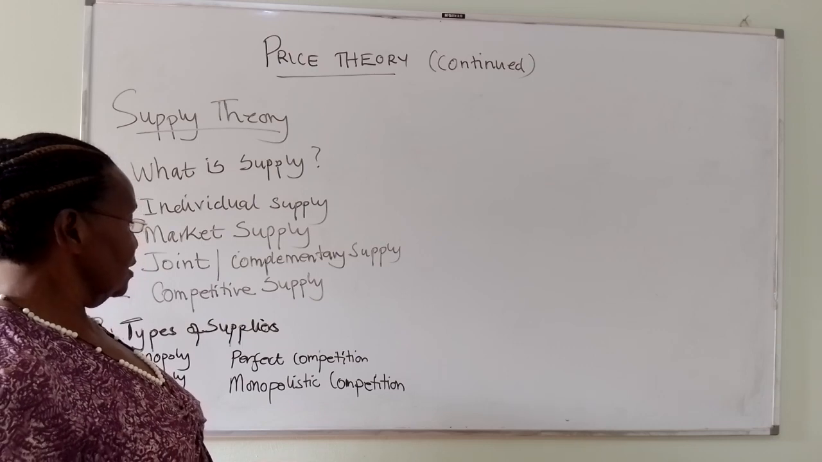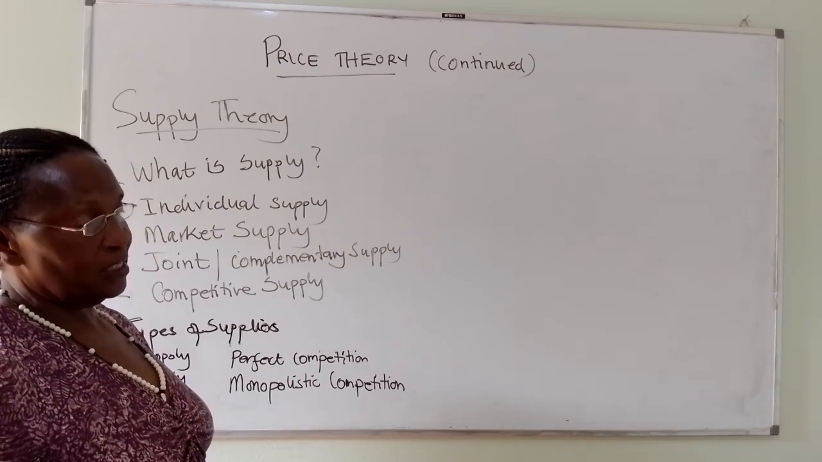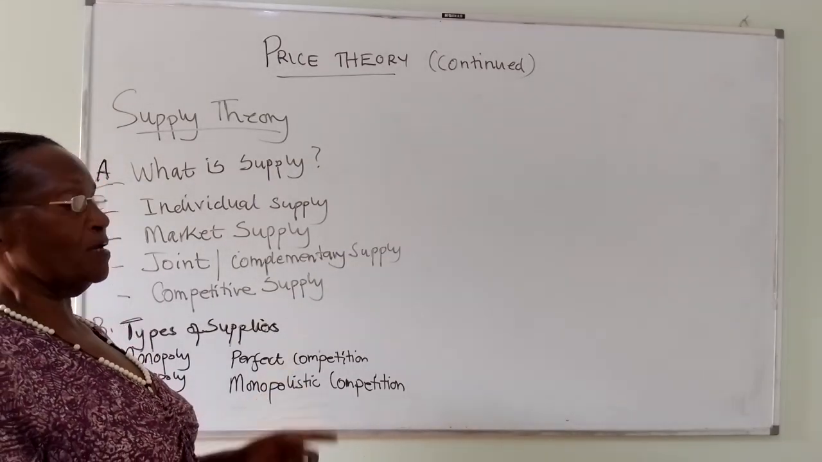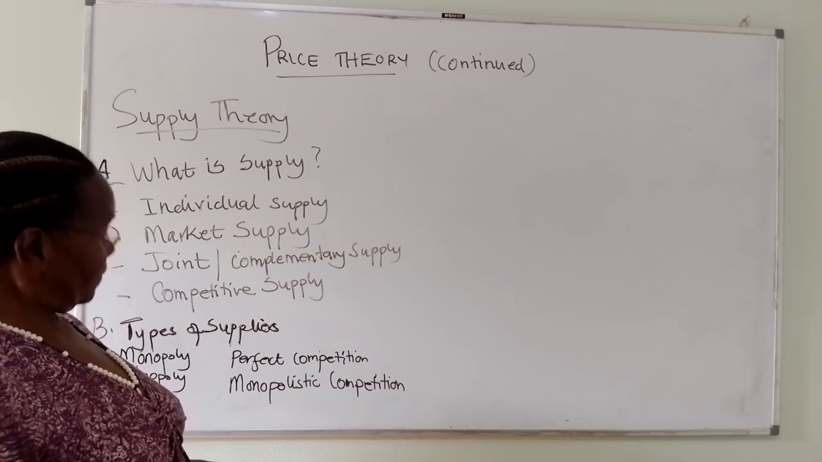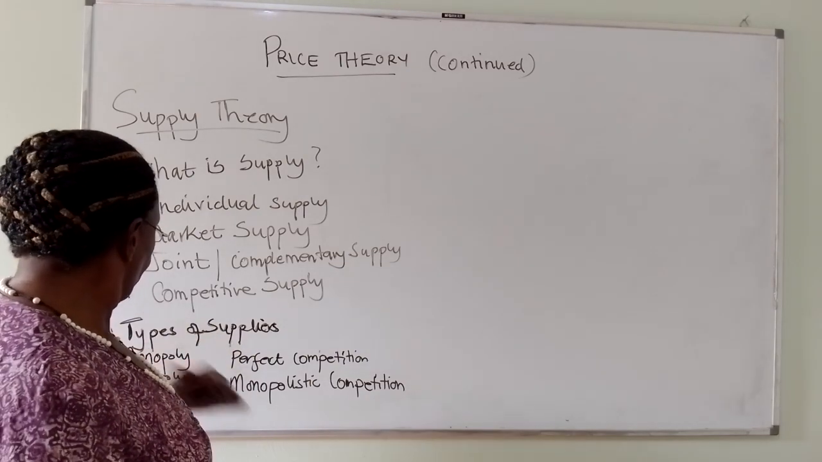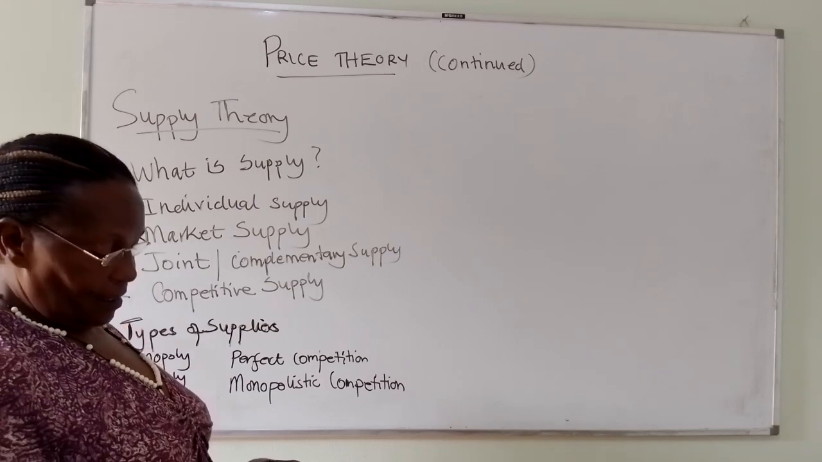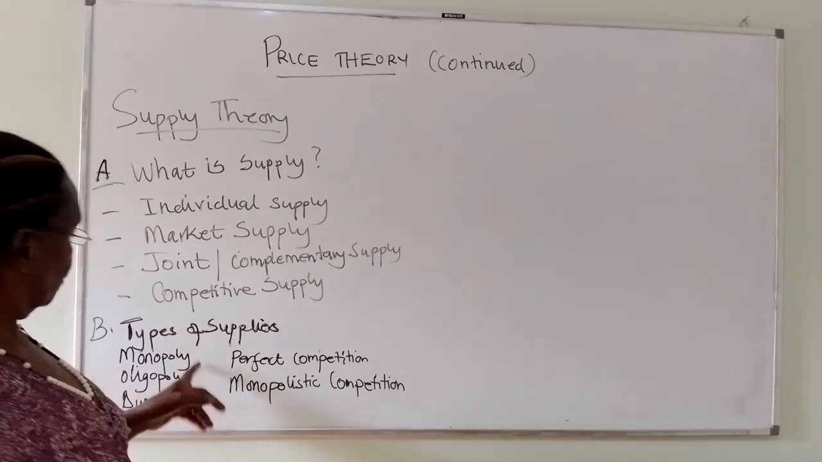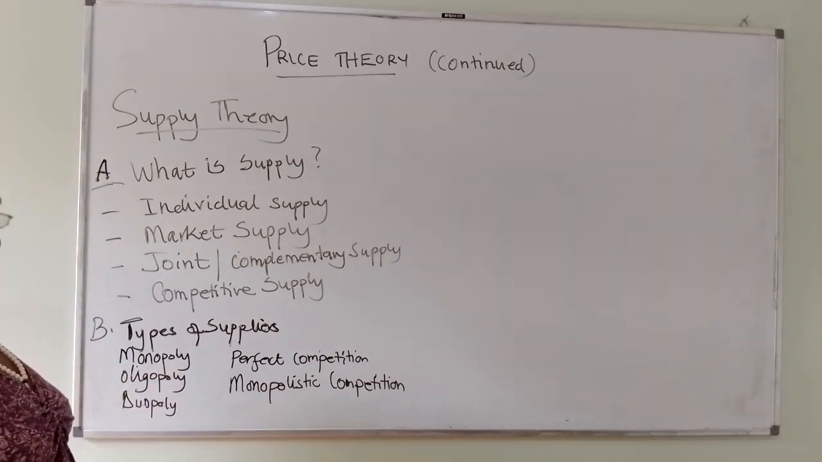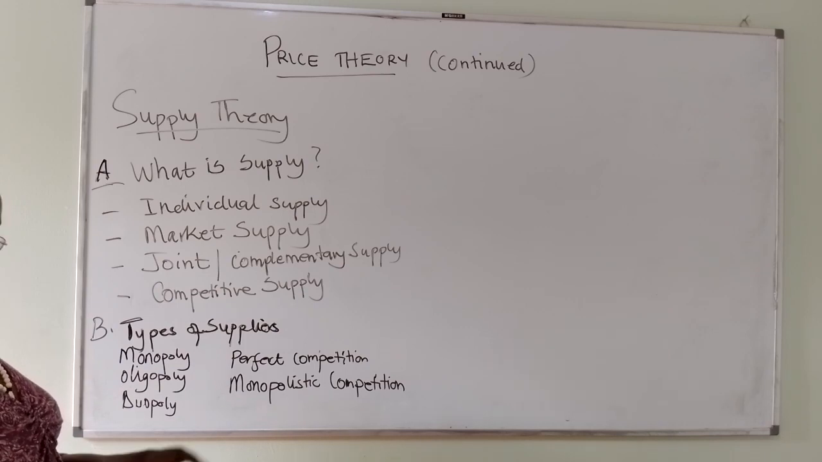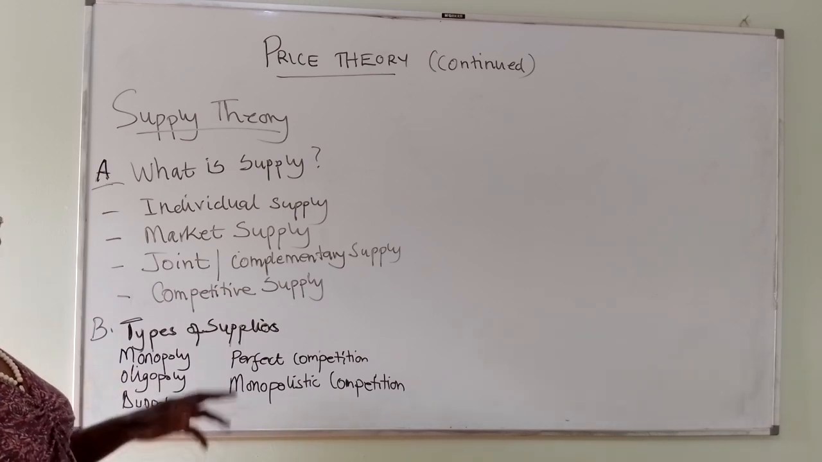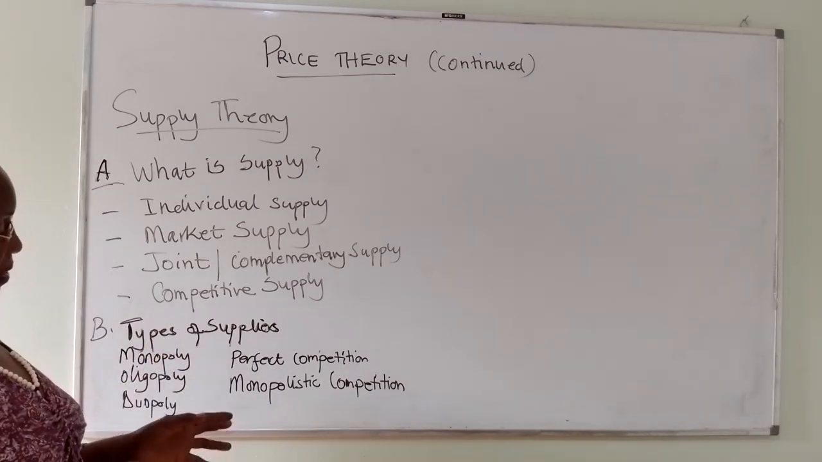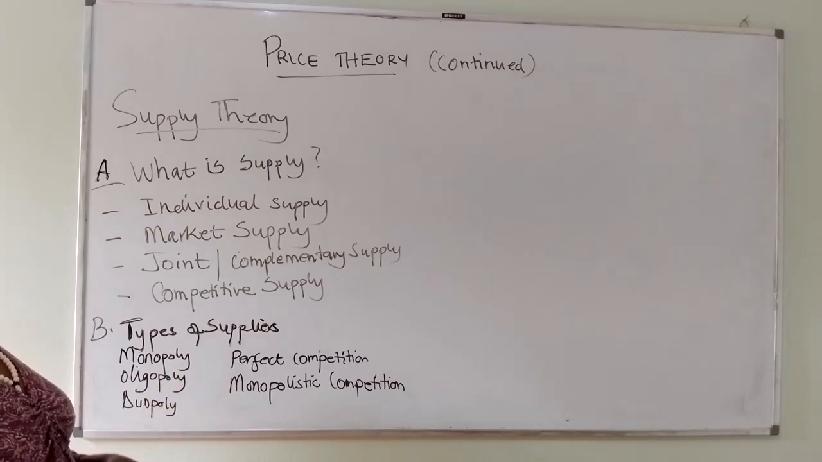Once you allocate your resources into the production of one, the other commodity which would have been produced by the same resources will not be produced because you already made a choice to produce one and not the other. Then we shall also try to come across the types of suppliers. Suppliers are not the same. Some are supplying in a monopoly way, so they are monopolists. Others are oligopolists. We also have what we call duopoly. Others are supplying in a situation which is perfectly competitive, and others in a situation which is monopolistically competitive.